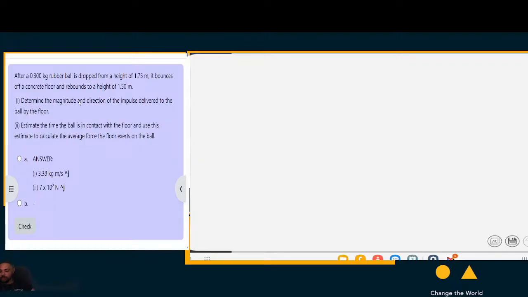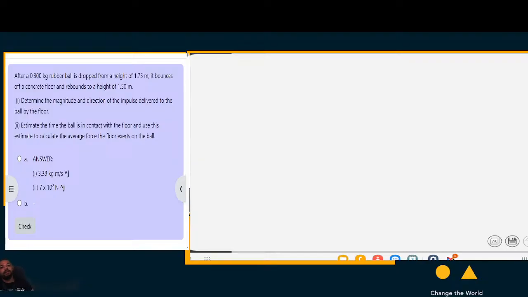Let's start with the first problem. It says, after a 0.3 kilogram rubber ball is dropped from a height of 1.7 meters, it bounces off a concrete floor and rebounds to a height of 1.5 meters. So momentum was lost, because it did not bounce to the 1.75 meters it started from. It just bounced to 1.5, meaning there was a change in the momentum. That is what we know straight off the bat.